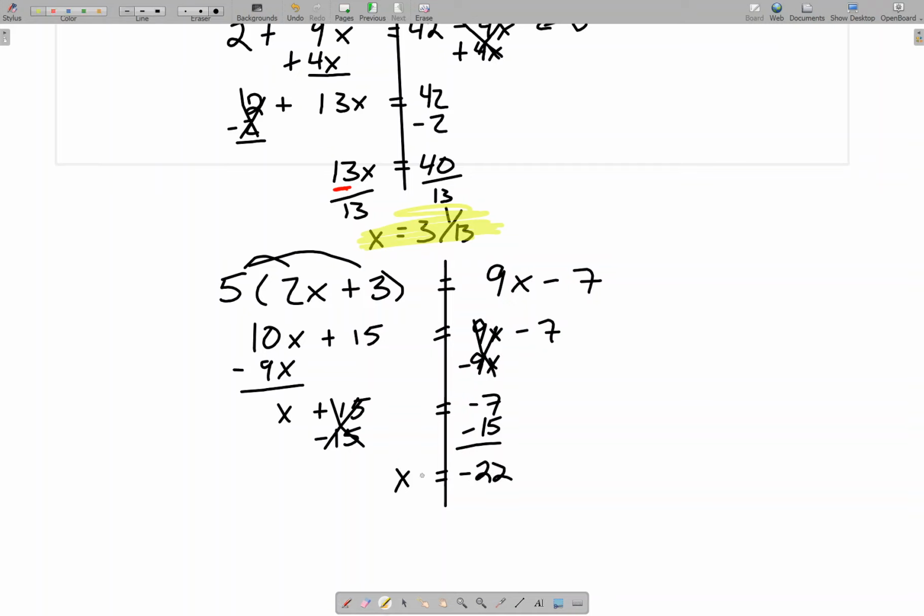And now I don't need to divide by the coefficient because this one has no coefficient. The coefficient of x is 1, and if I divide by 1, I would just end up with the same thing. So I'm done. All right, cool.